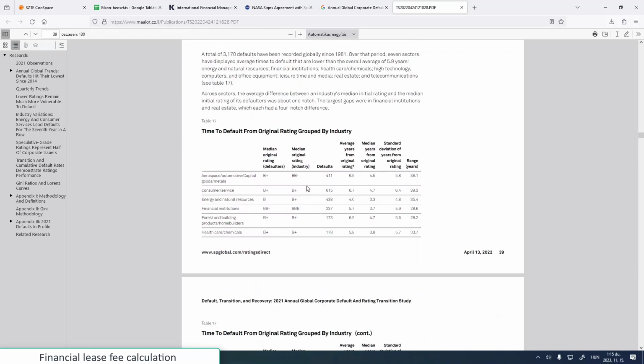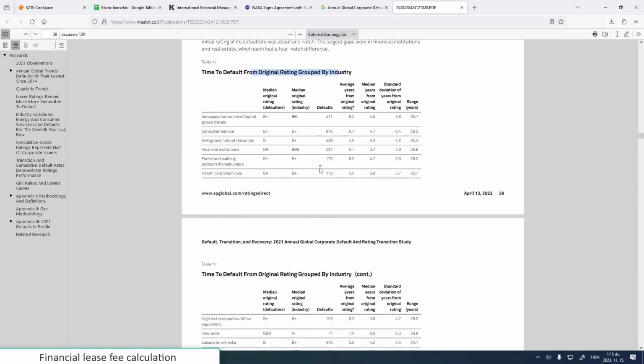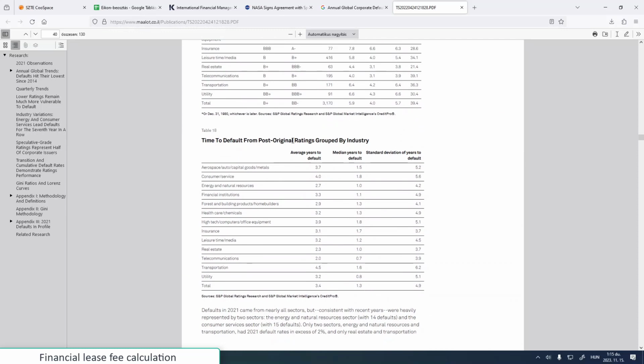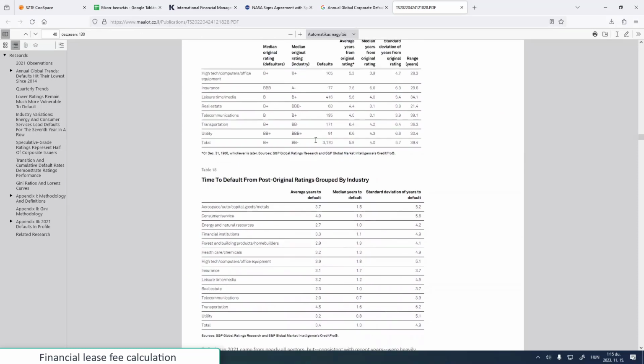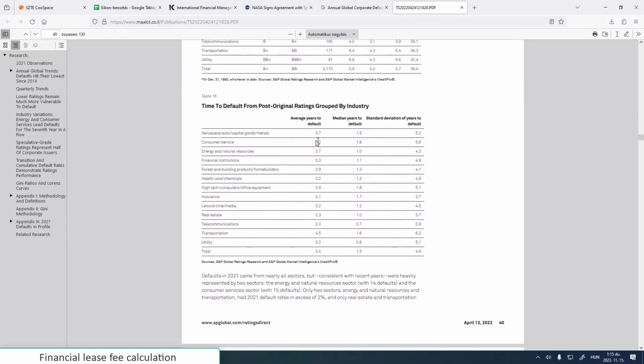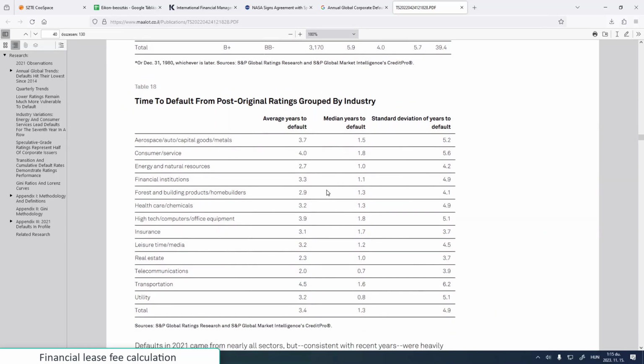Okay, and we were able to find the time to default from original ratings grouped by industry, but this is the other version, so this is what we need here. So we are in the case of aerospace and other things here. Average years to default, median years to default. Obviously this is the standard deviation, so we don't have to use this.